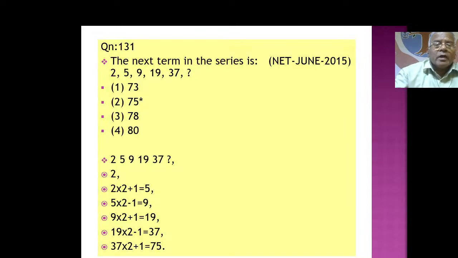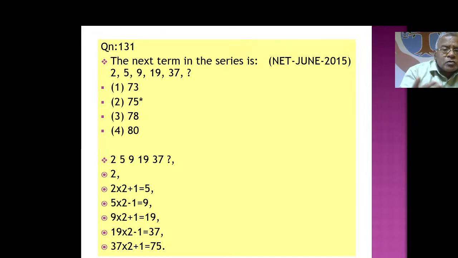Next one. The next term in the series 2, 5, 9, 19, 37, what should be the next number? This is also the same type of problem as we have seen earlier. 2 is there. What is the next number? 5. How 5 comes? 2 into 2 plus 1, that is 5. How 9 comes? 5 into 2 minus 1, that is 9. How 19 comes? 9 into 2 plus 1, that is 19. And how 37 comes? 19 into 2 minus 1, 37.